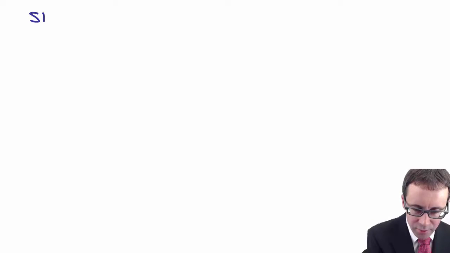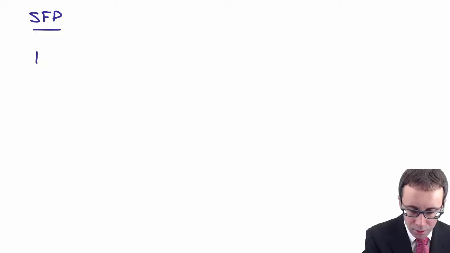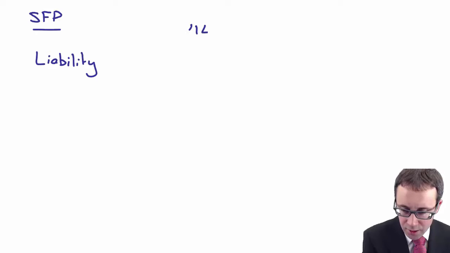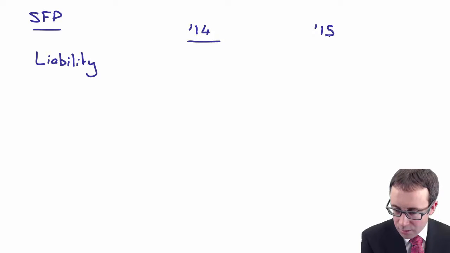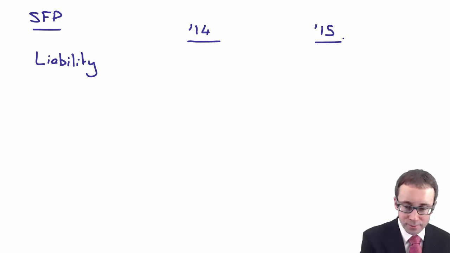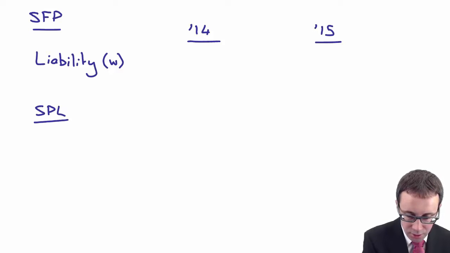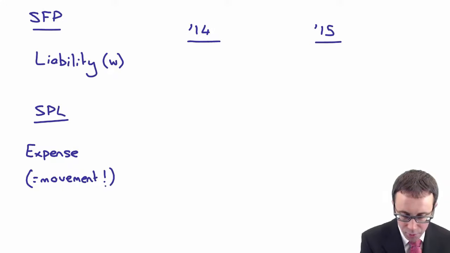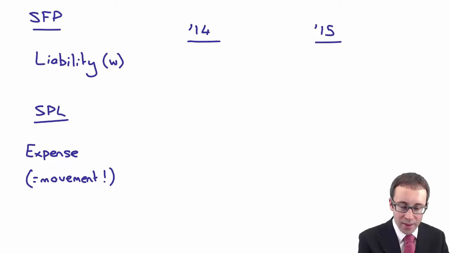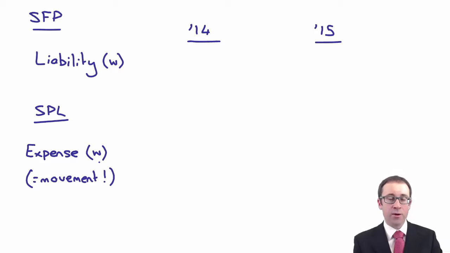Again, it wanted extracts. So on the extracts for the SFP, you're looking at a liability, and that was for 2 years, 2014 and 2015. We shall do a working for that. And then on the statement of profit or loss, you're looking at your expense, and your expense, remember, is the movement in the liability. Again, that will come from whatever we do within the working.